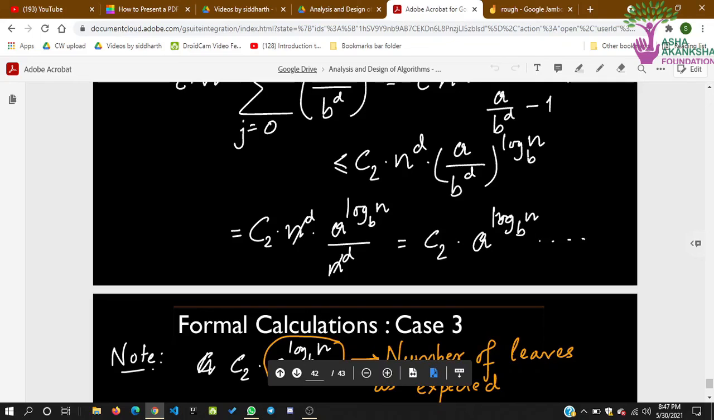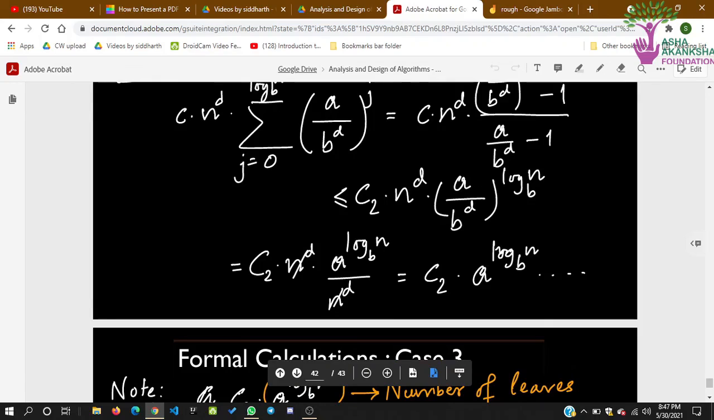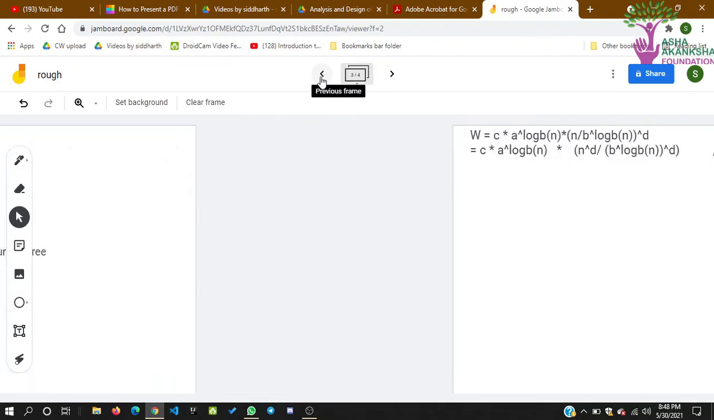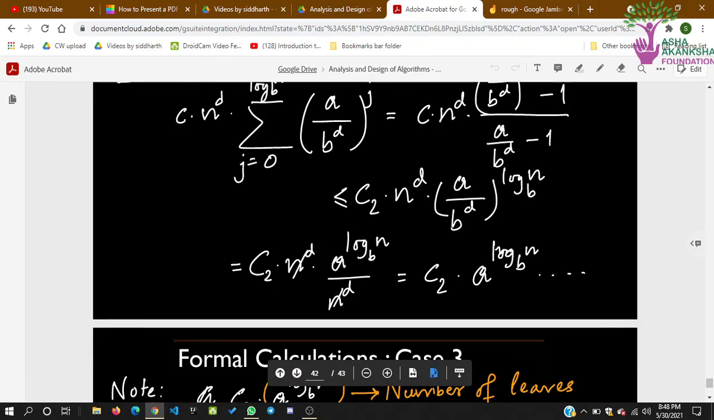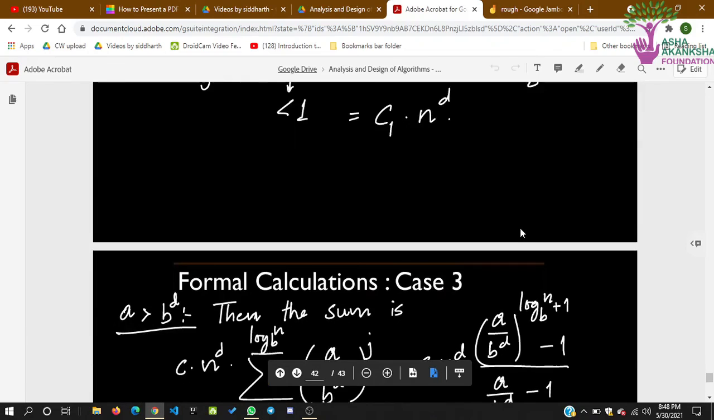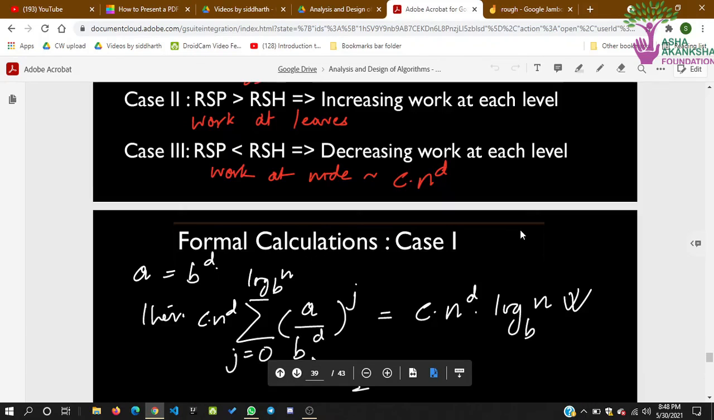Now we take the power inside the brackets. So a raised to power log base b of n, and similarly this comes inside this. This is b raised to power d into log base b of n. D goes inside the log, which is b raised to power log base b of n raised to power d. Now we apply the fourth property in the rough notes, that is this property, and hence we can just get n raised to power d outside. It cancels out with this. We get this thing.